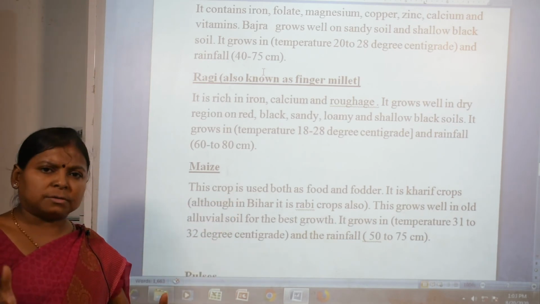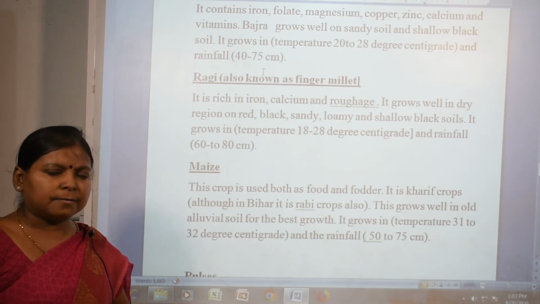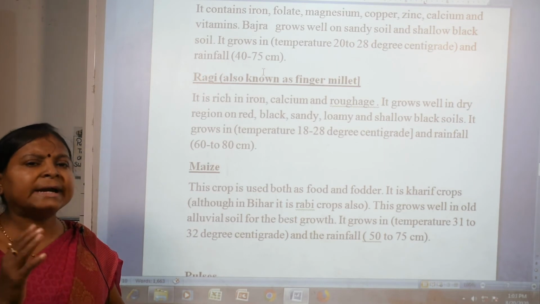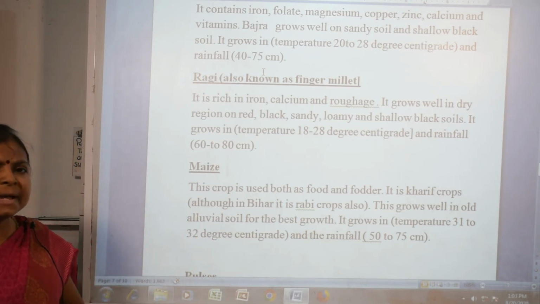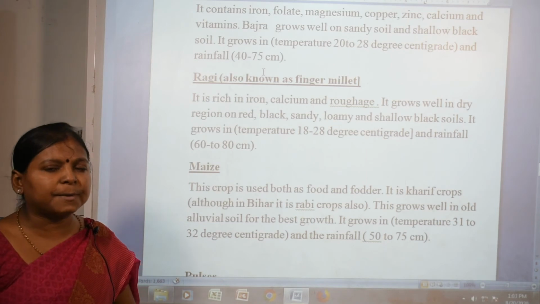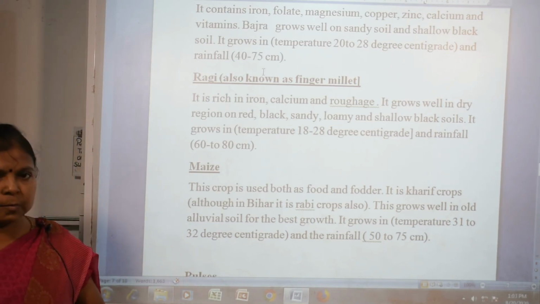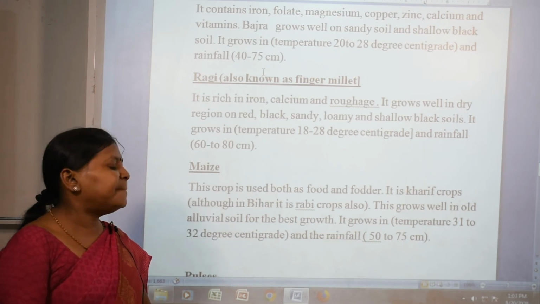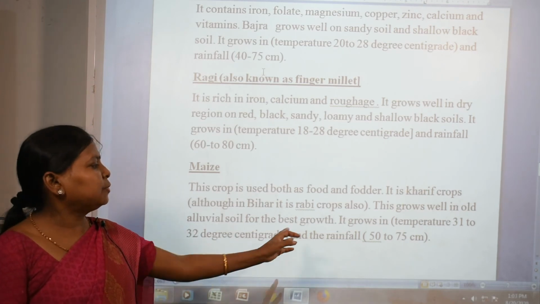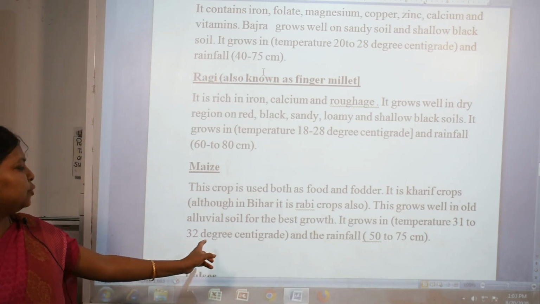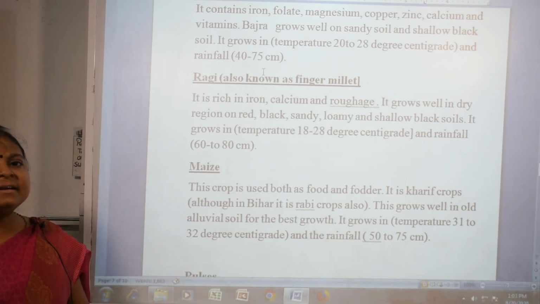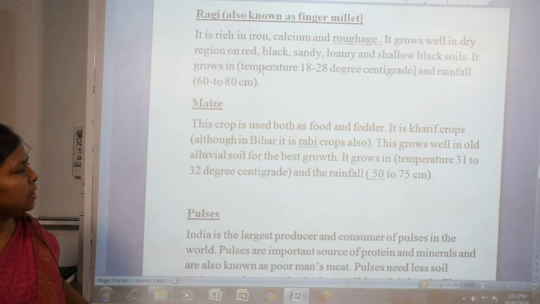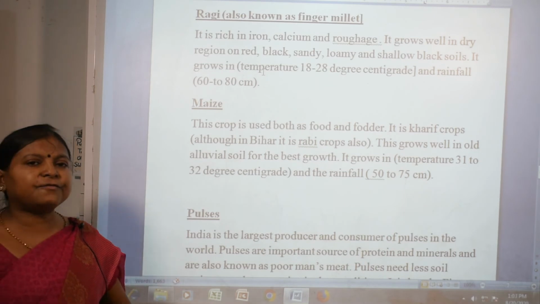This crop is used for both food and fodder for the animals. Do you know it is a kharif crop? Although in Bihar it is also called a rabi crop because it is grown during that season also. This grows well in old alluvial soil for the best growth. It grows in temperature near about 31 to 32 degrees centigrade and it needs a rainfall of 50 to 75 centimeter.